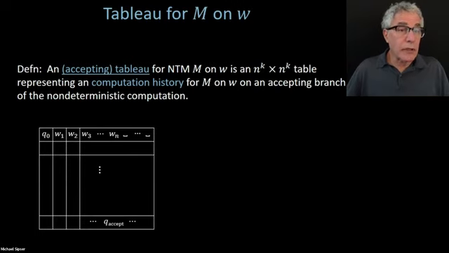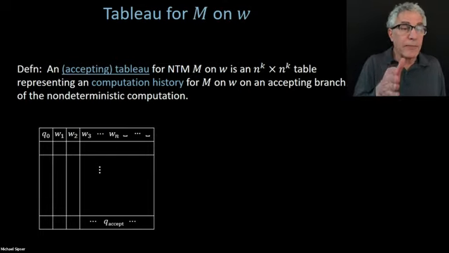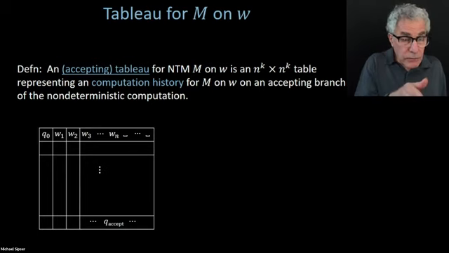We're going to call the object, instead of an accepting computation or a computation history, a tableau, or sometimes an accepting tableau if you want to emphasize the accepting nature of it. But generally, we're just going to call it a tableau. So a tableau is really an accepting computation history for the machine on an accepting branch of its non-deterministic computation.